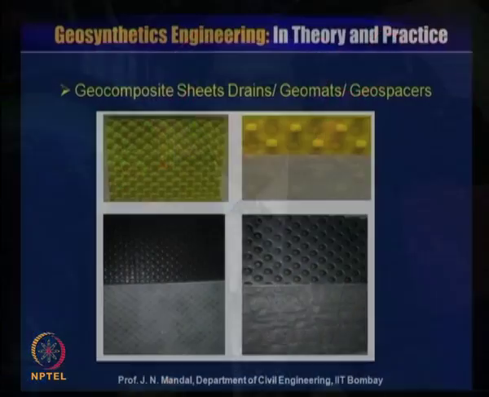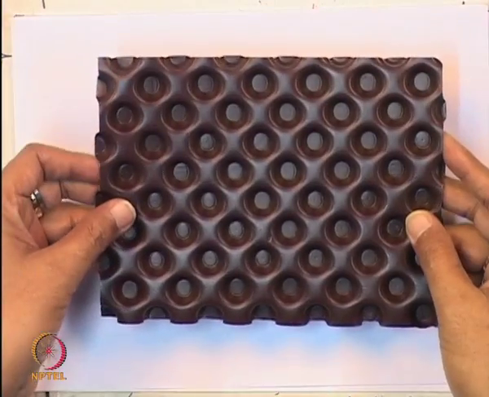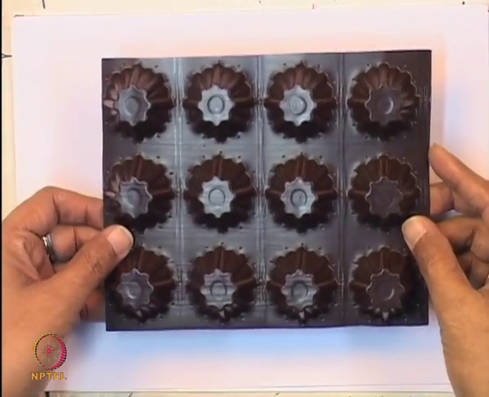So, now the geocomposite sheet drain, or the geomat or geospacer. There are different types of the geocomposite sheet. Some of the geocomposite sheet is like this, you can have like this also, sometimes you can say it is a geocomposite sheet. Also you can have this kind of sheet. You can have different types of the geocomposite sheet or geomat or the geospacer.